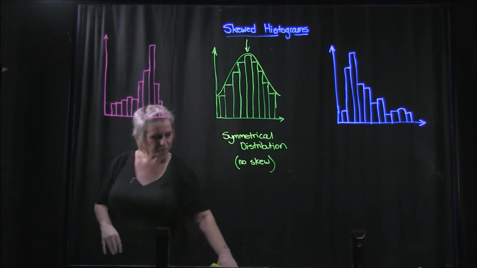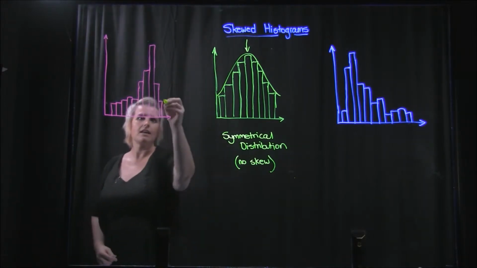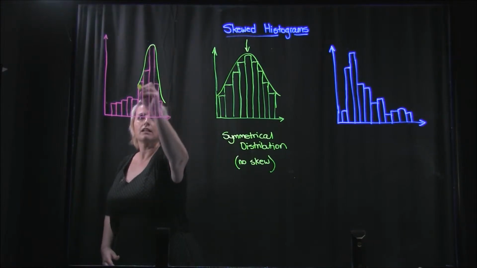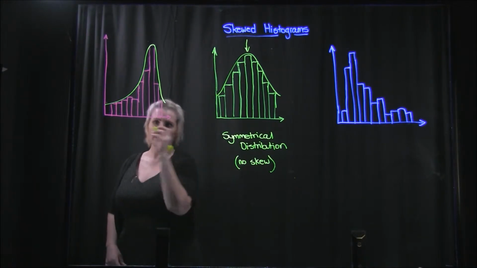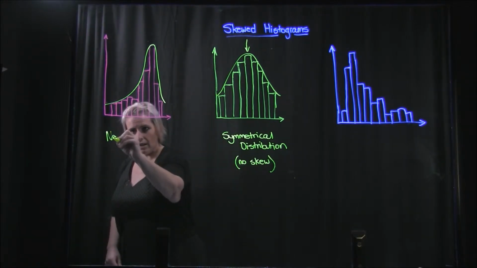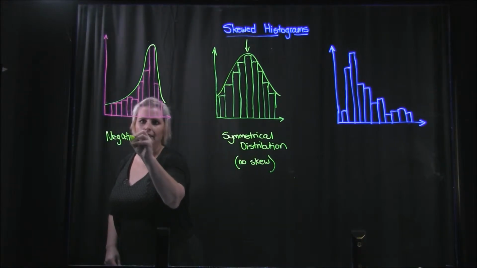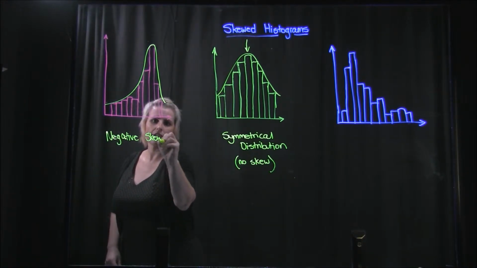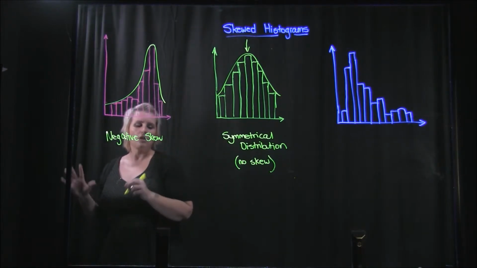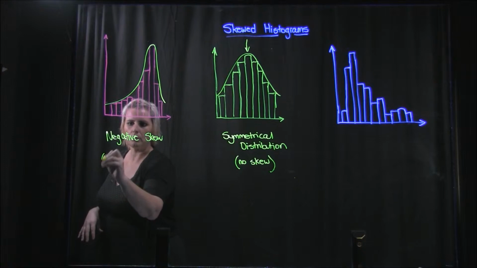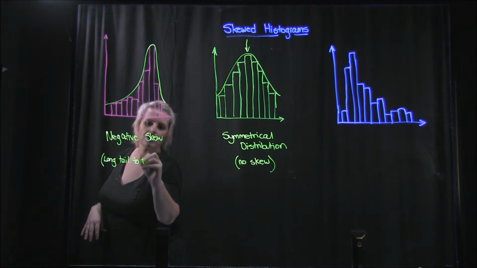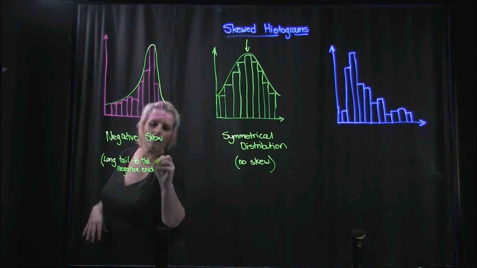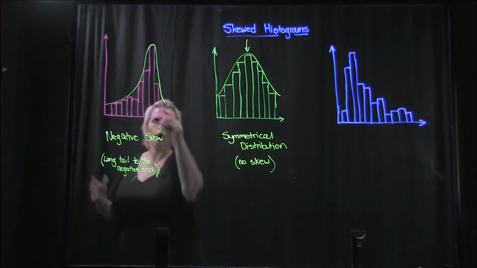This side, however, what you will find is, if we draw in our polygon again, you can see that the bulk of the data actually sits further along to the right. So we call this a negative skew. Okay, and that's because the long tail, and we want to remember that, the long tail is to the negative end of a number line. Okay, so it's on the negative side of the peak of the data.